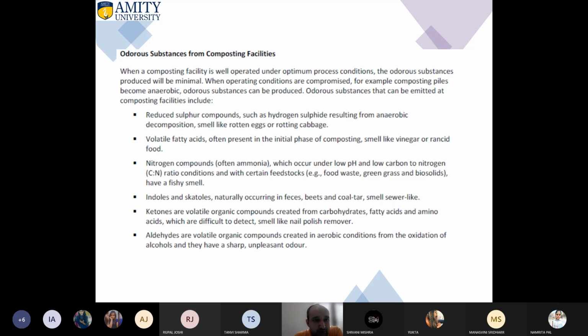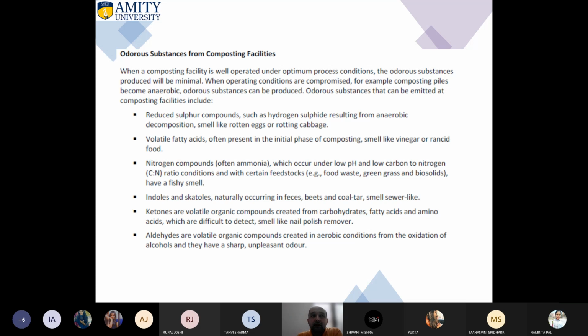So these are the substances that are actually being used up at composting facilities. You need to take care of sulfur compounds in a reduced form. The smell of sulfur is exactly like rotten eggs. Then volatile fatty acids that are present in the initial phase of composting smell like vinegar. Then nitrogen compounds, often ammonia, taking care of this is very important. Indoles and skatoles that are naturally occurring in feces that are being used. So what care to take of fecal matter is important.